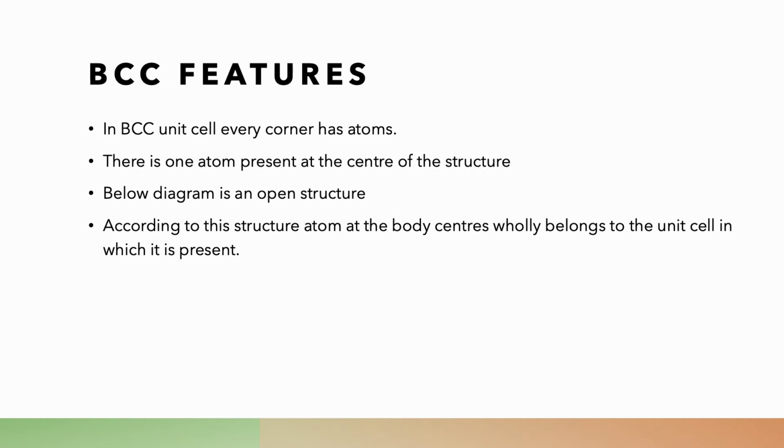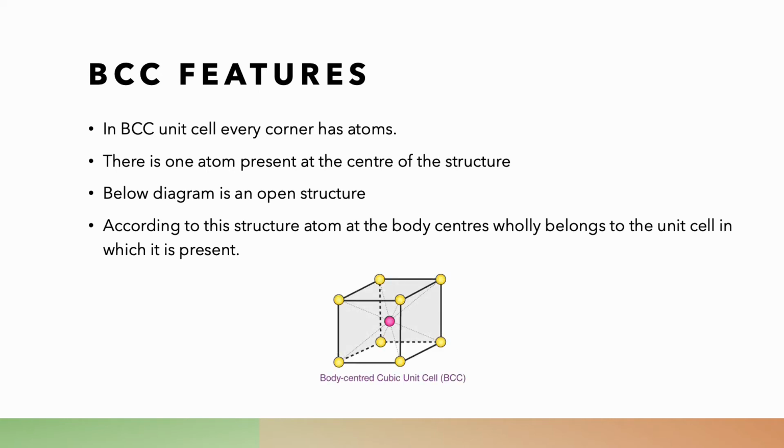Some BCC features: in a BCC unit cell, every corner has atoms. There is one atom present at the center of the structure. According to this structure, the atom at the body center only belongs to the unit cell in which it is present.